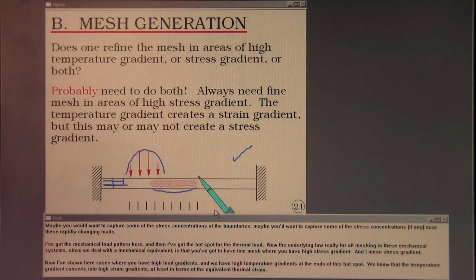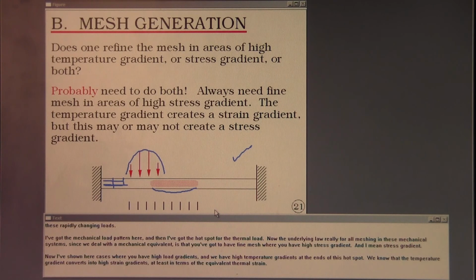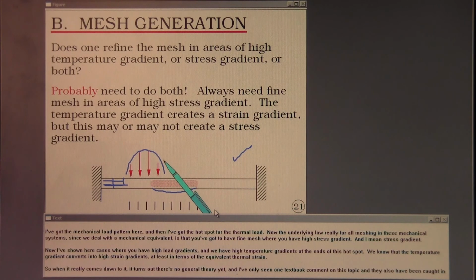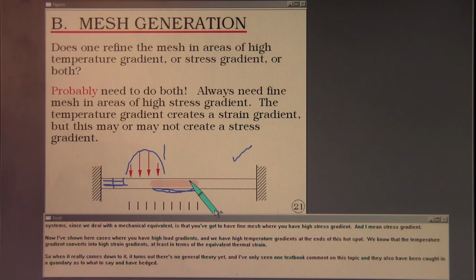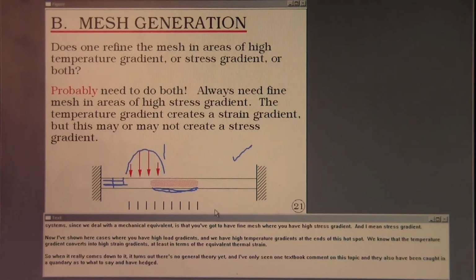Now the underlying law really for all meshing in these mechanical systems, since we deal with a mechanical equivalent, is that you've got to have fine mesh where you have high stress gradient. And I mean stress gradient. Now I've shown here cases where you have high load gradients and we have high temperature gradients at the ends of this hotspot. We know that the temperature gradient converts into high strain gradients, at least in terms of the equivalent thermal strain. So when it really comes down to it, it turns out there's no general theory yet.